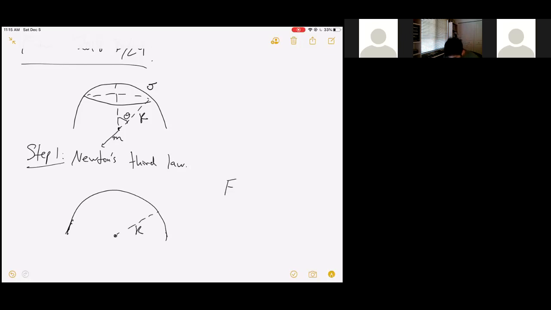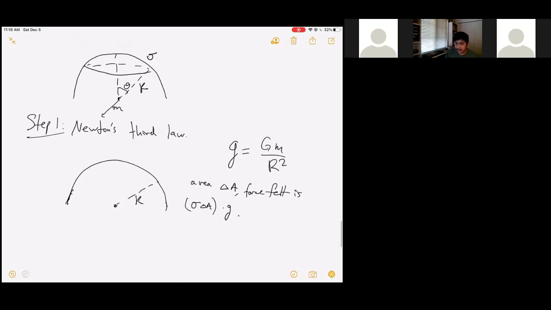So let's let the so-called gravitational acceleration be g = Gm/r squared. So now any part of the shell will feel a force. If a little part of the shell has small area delta A, then the force felt is sigma delta A times g, so g is like this constant value.